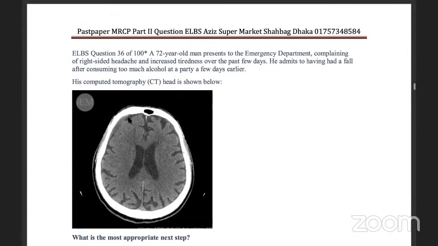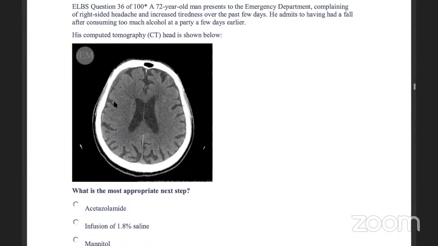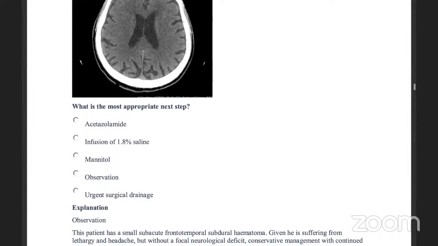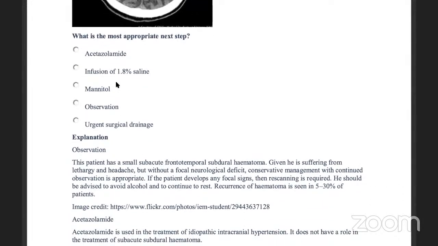Okay. A 72-year-old man presents to the ED complaining of right-sided headache and increased tiredness over the past few days, and he admits to having had a fall after consuming too much alcohol at a party a few days earlier. Just now, he complained of right-sided headache and increased tiredness. Yes, maybe observation, because there is no mass effect, no midline shift. Just this one bleeding, subarachnoid hemorrhage. So observation. Subacute SDH.